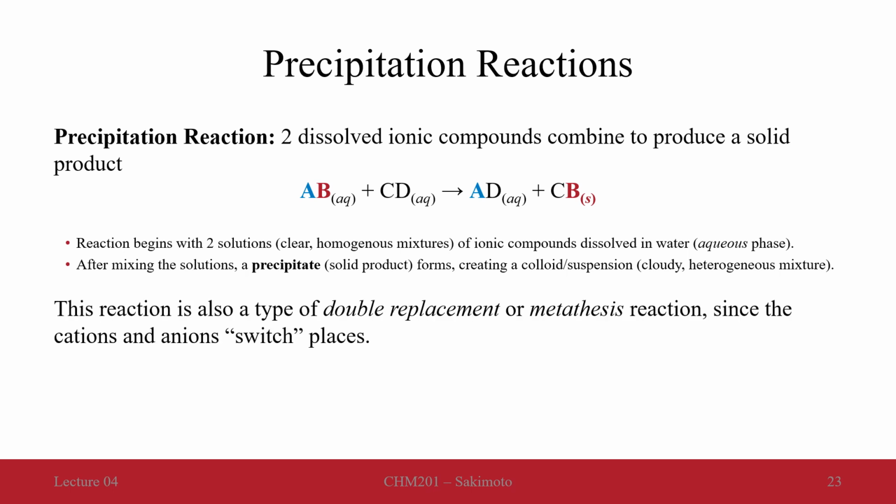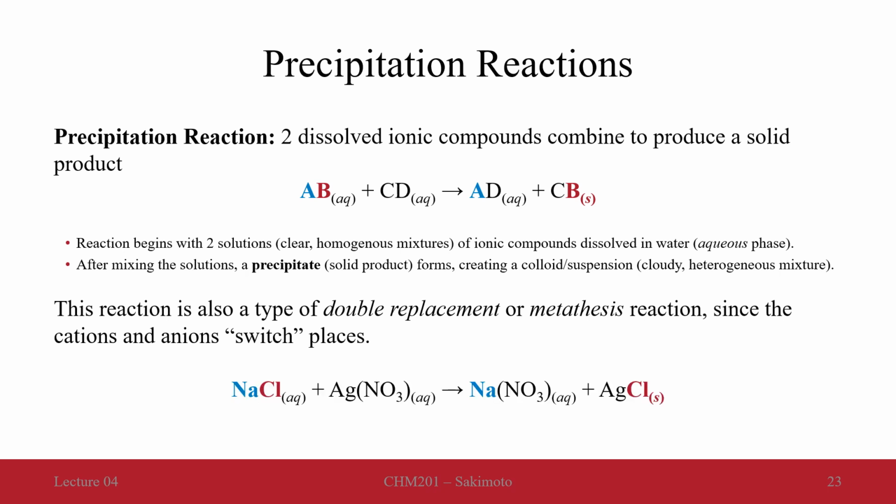You may also see this type of precipitation reaction referred to as a double replacement or a metathesis reaction, really reflecting the idea that our two cations, in this case A and C, are going to switch places, changing what they're bonded to. In this case, A now bonded to D and C now bonded to B. The nature of this double replacement nomenclature.